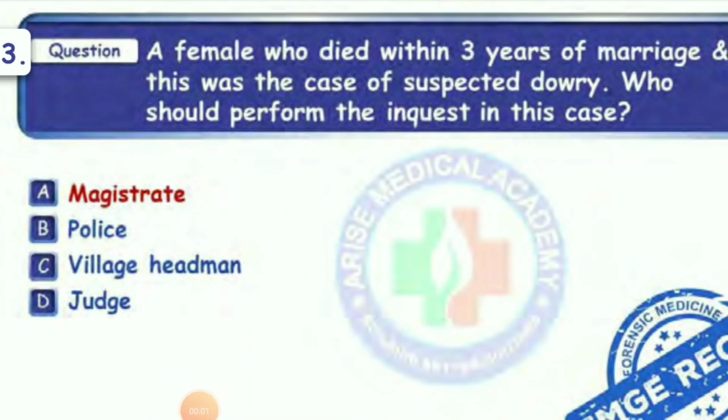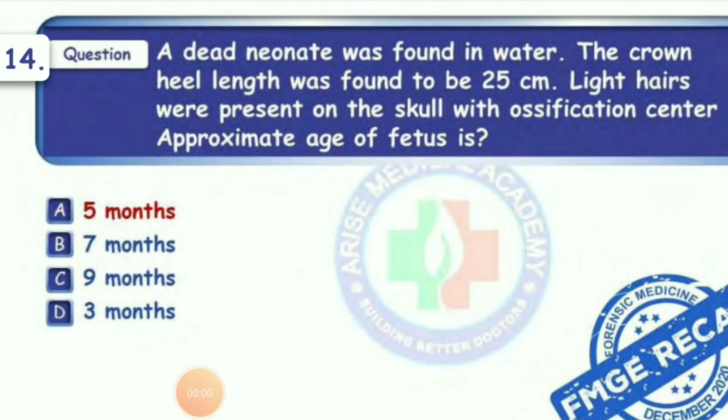Next question. A female who died within 3 years of marriage and this was the case of suspected dowry. Who should perform the inquest in this case? Options are police, village headman, magistrate and judge. The answer is magistrate.